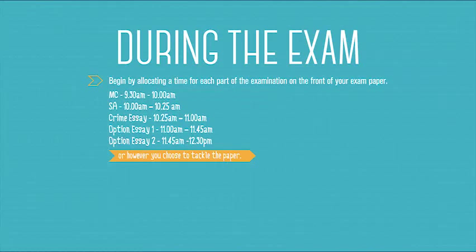I would then put a heading short answer questions, and they should take about 25 minutes. So I'd put 10 o'clock to 10:25 for those. The crime essay, because this is only a 15-mark response, then it should take about 35 minutes. So therefore, I would be putting down 10:25 to 11 o'clock. My first option essay should take about 45 minutes, so that will take from 11 o'clock to 11:45, and then my option 2 essay will take from 11:45 to 12:30.